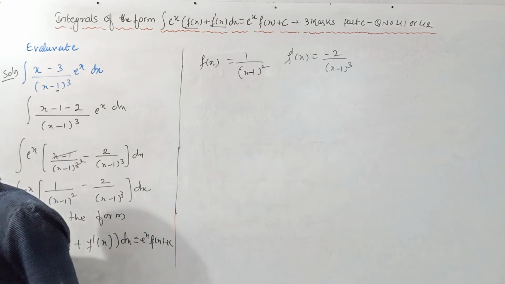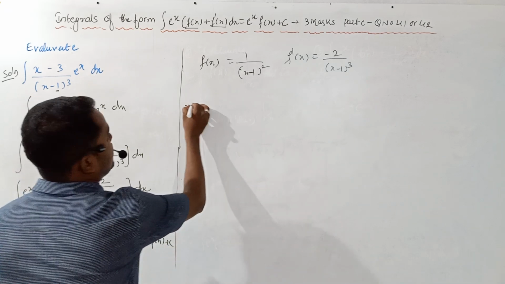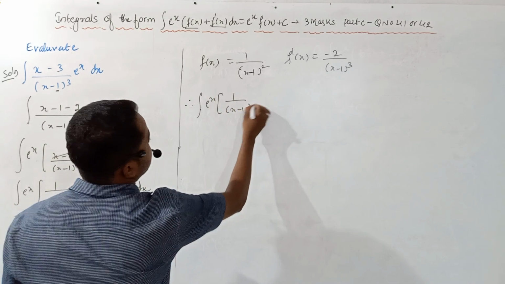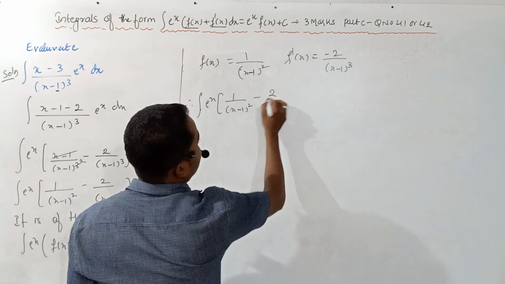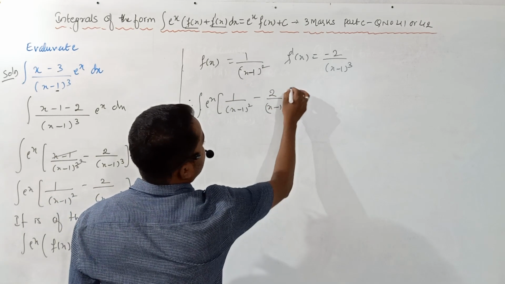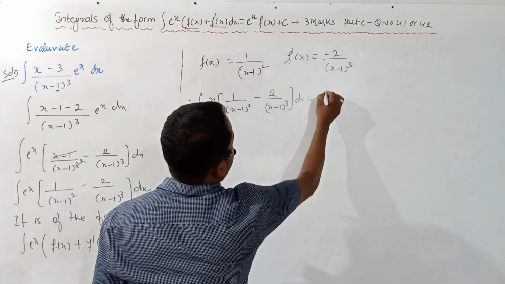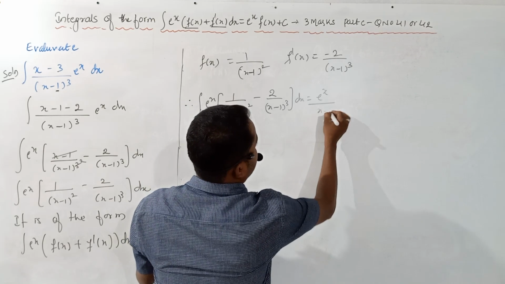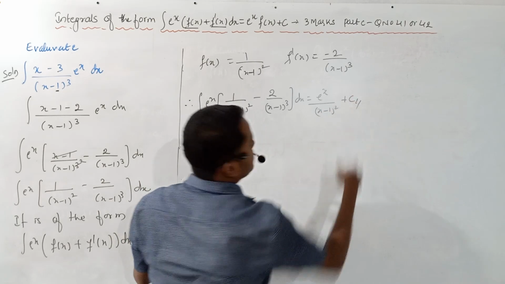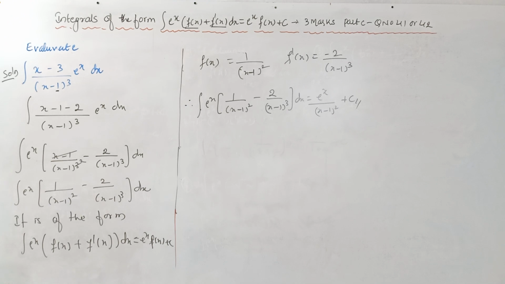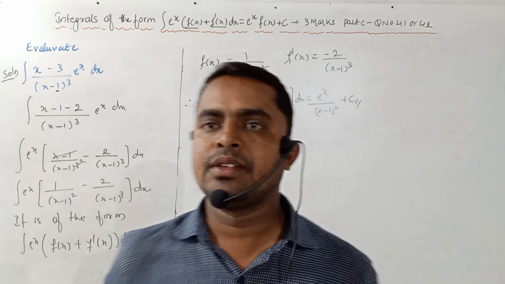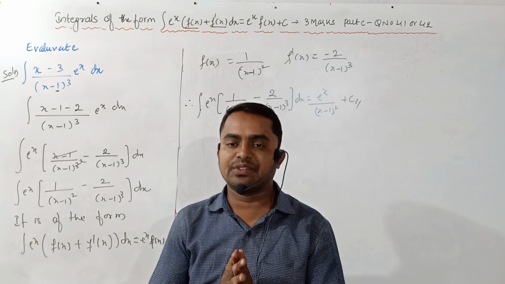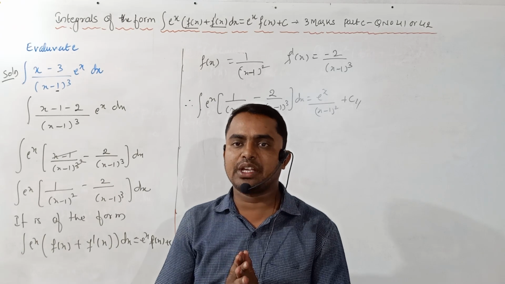Therefore, integration of e raised to x into 1 by (x minus 1) whole square minus 2 divided by (x minus 1) whole cube dx is equal to e raised to x into 1 divided by (x minus 1) whole square, that is e raised to x divided by (x minus 1) whole square plus c. So this completes the problem. This is all about the very important problem of the form e raised to x f of x plus f dash x dx is equal to e raised to x f of x plus c.